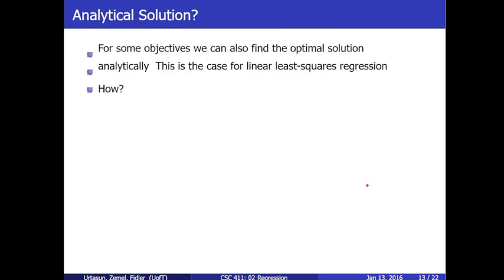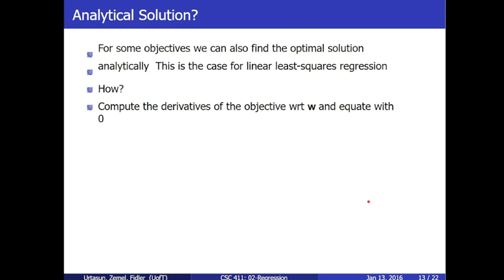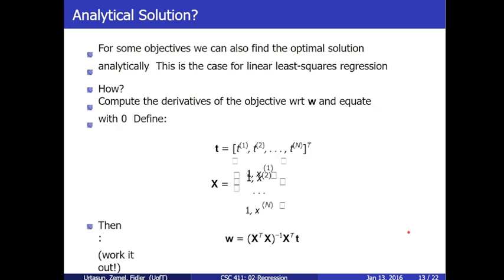So what would be an analytical solution for this? For some objectives, we can also find the optimal solution analytically. This is the case for least squared regression, linear least squared regression. Now, how do we do this? We compute the derivatives of the objective, and derivatives would be a calculus concept. It's basically the rate of change, so you can think of it kind of like a slope. We compute the derivatives of the objective with respect to W, and equate with 0.